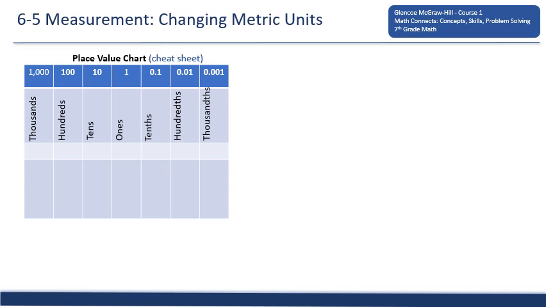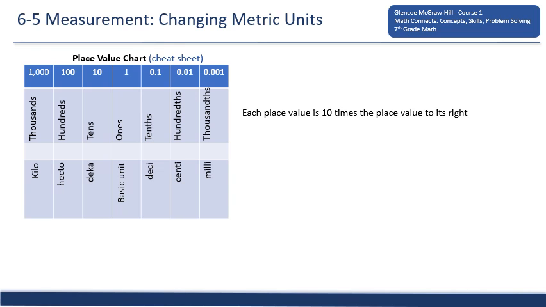Okay, here's a place value chart, and up top we see what we're used to in our base 10 system, and then below we're going to put in the metric system. So we have kilo, hecto, deca, basic unit, deci, centi, milli. And in our system, our base 10, each place value is 10 times the place value to its right. And in the metric system, the value of each metric prefix is 10 times the value of the prefix to its right. So there are some similarities.